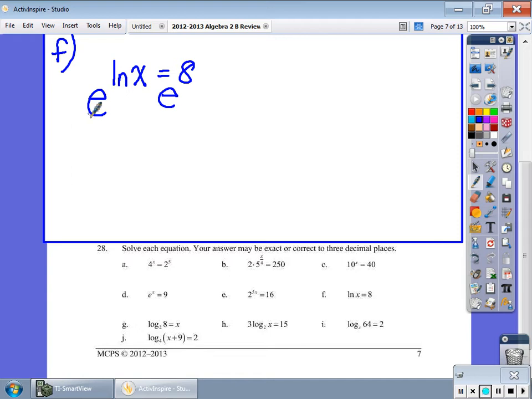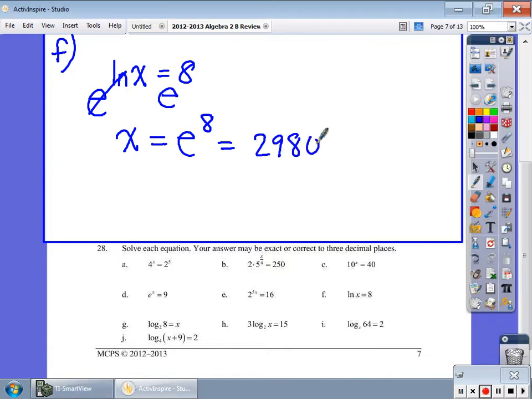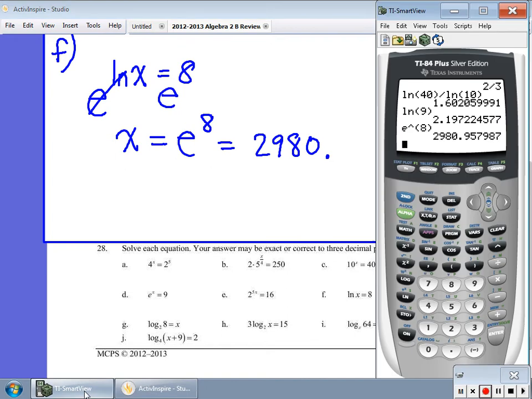So with e in the natural log, we have x equals e raised to the 8th power, which if we type into our calculator, second natural log, there's my e, raised to the 8th power, is 2,980.95. We're rounding to 3 decimal places, and we're going to round the 7 up to an 8. So 2980, and one more time, rounding this 7 up because of the 9, remember 3 decimal places, 0.958.